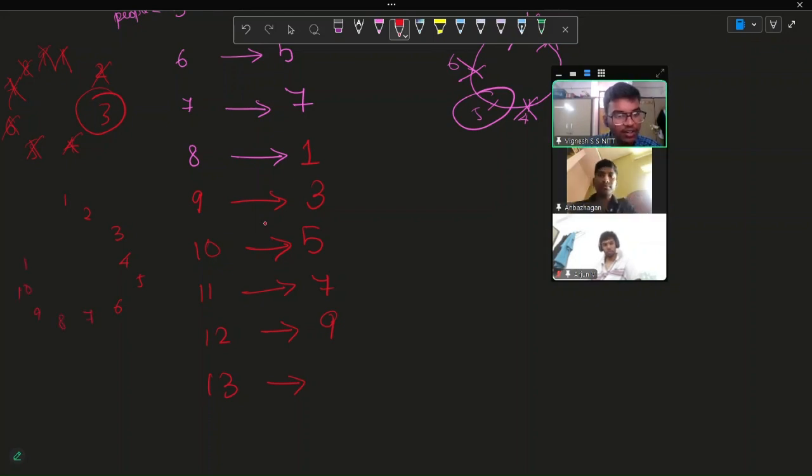9, 10, 11, 12. So 2 will be killed, 4 will be killed, 6 will be killed, 8 will be killed, 10 will be killed, 12 will be killed. 1 will kill 3, 5 will kill 7, 9 will kill 11, and then 1 will again kill 5, 9 will kill the 1. So 9 is the solution. So for 12 we got 9. So if you see clearly, it is increasing: 1, 3, 5, 7, 9.